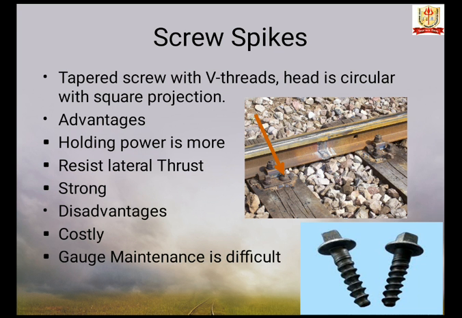Screw spikes. Tapered screw with a V thread. The head is circular with a square projection. Advantages of screw spikes: holding power is more, they resist lateral thrust, and they are strong. Disadvantages: these spikes are costly, and gauge maintenance is difficult.